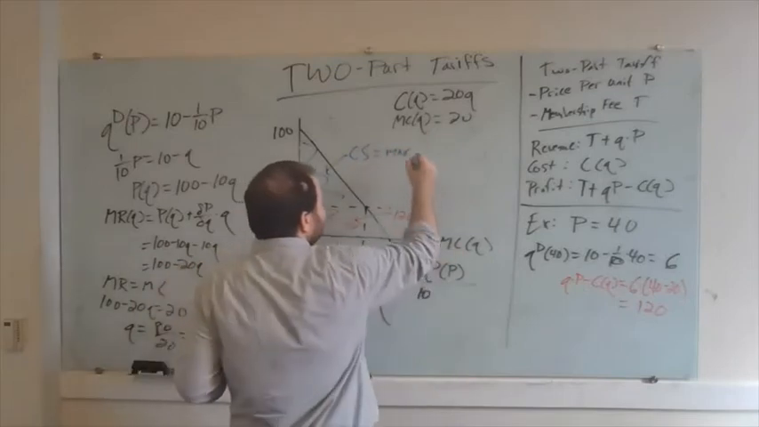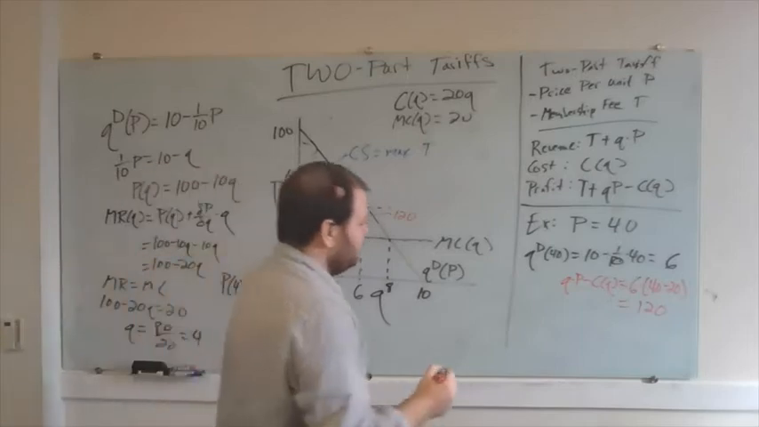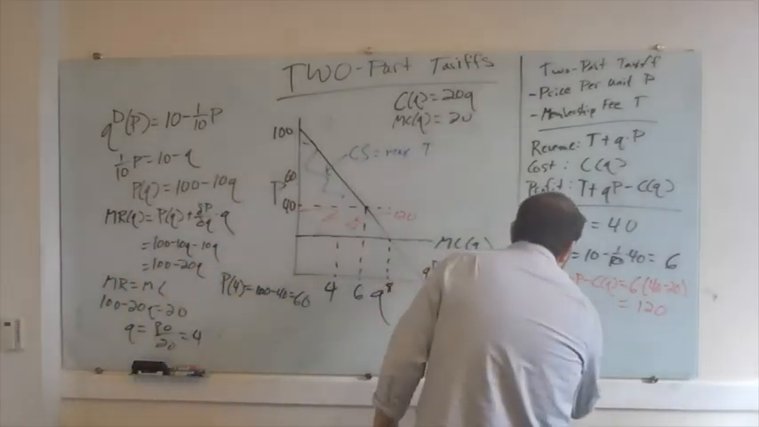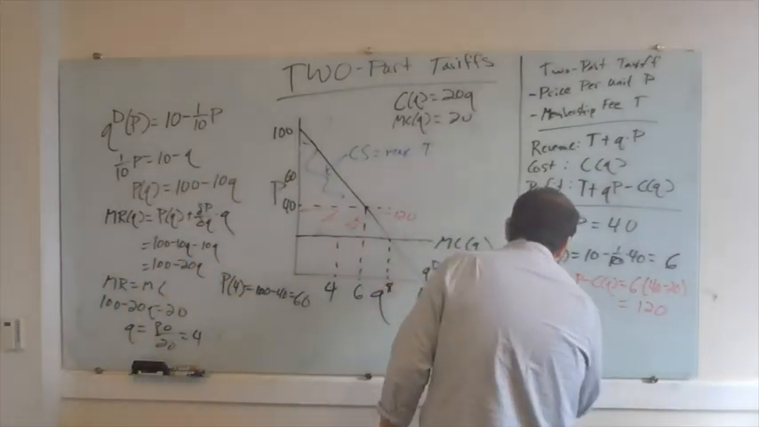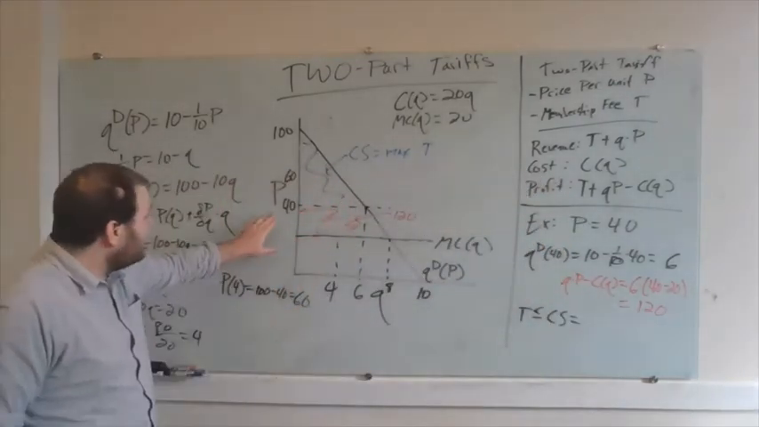So the consumer surplus at a given price is going to be the maximum tariff, right? So T would equal the consumer surplus. I'll say T has to be less than or equal to consumer surplus, right? And what's the consumer surplus at a price of 40?